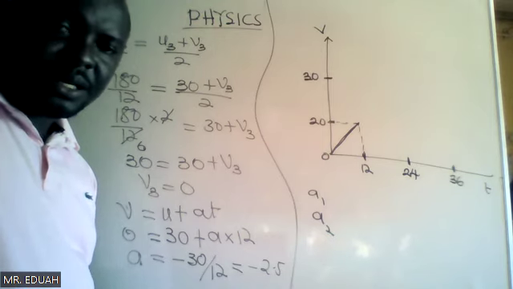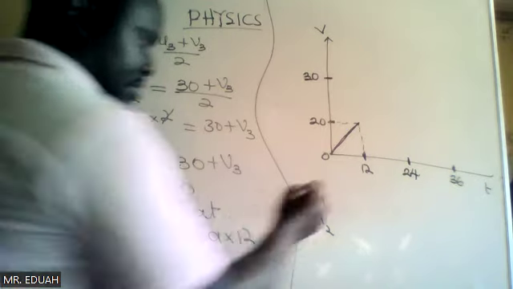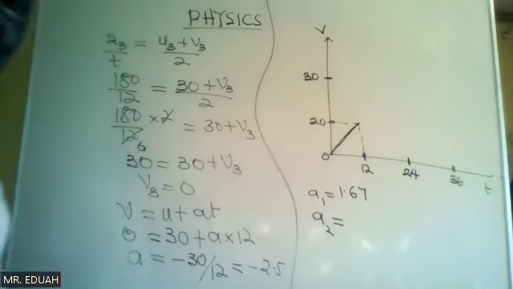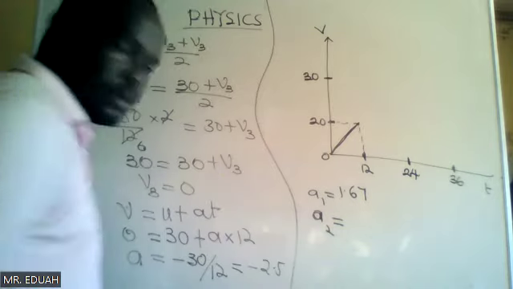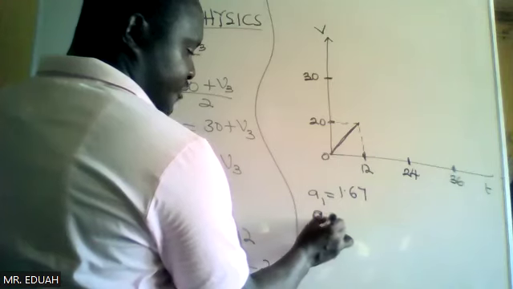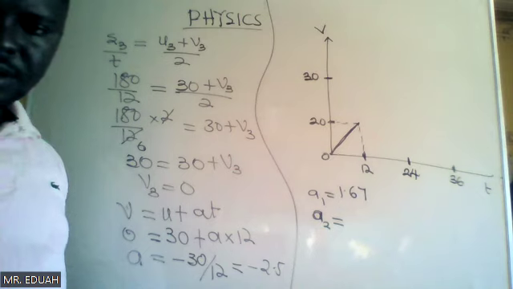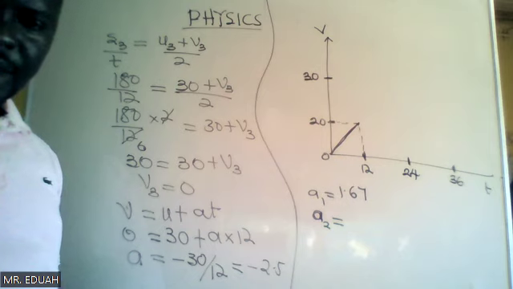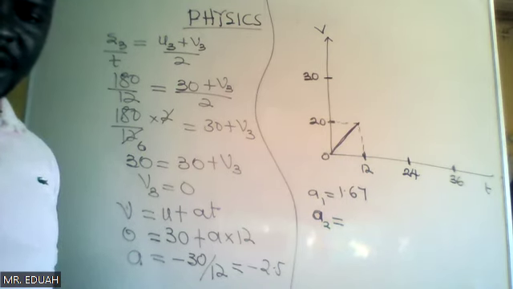Hey, are you people there? 1.67 meter per second squared. 1.67. And what did we get for A2? Unmute. Hey, Frida, I thought you were coming to answer. What did we make for A2? 0.83.